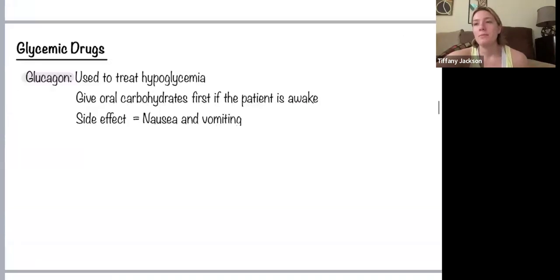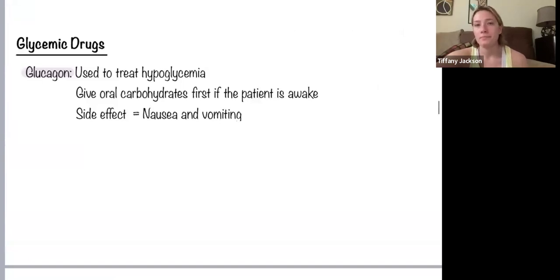If your patient becomes hypoglycemic, whether it's because of insulin or the patient just has low blood sugar, we can give glucagon. However, glucagon is not necessarily a last resort, but we want to try other less invasive interventions first, such as an oral carbohydrate, but only if the patient is awake and able to safely swallow.